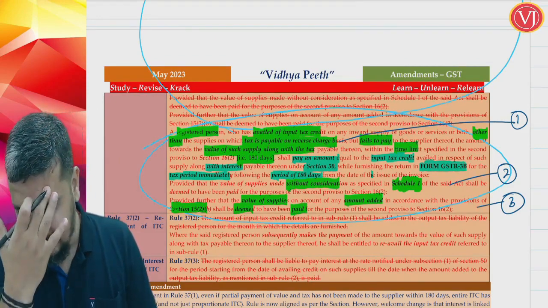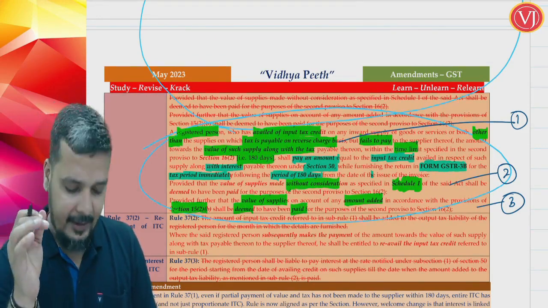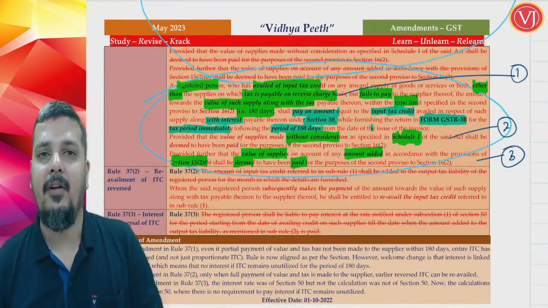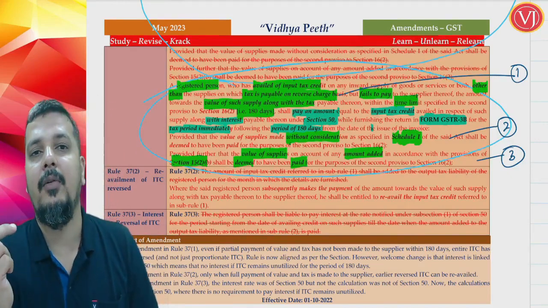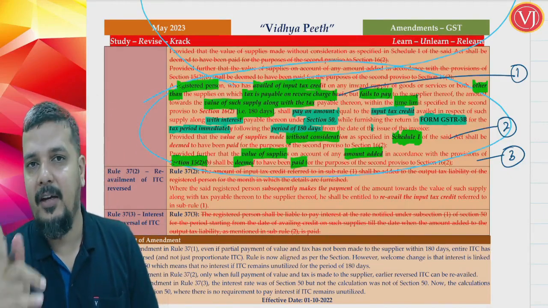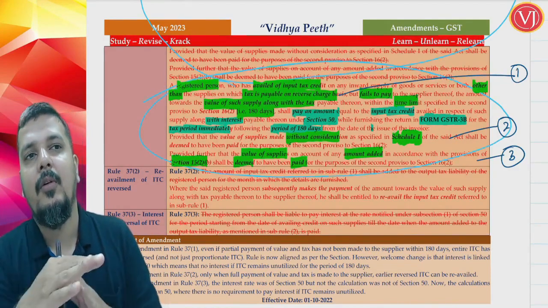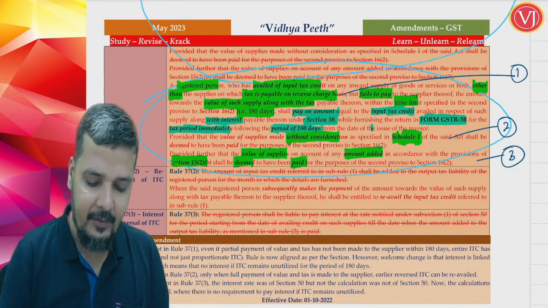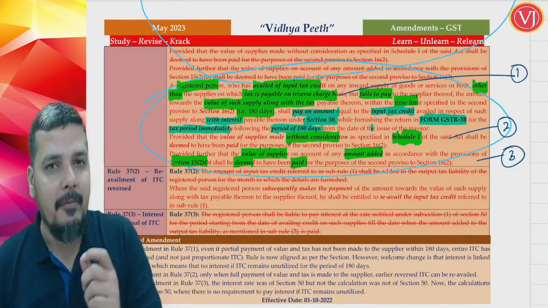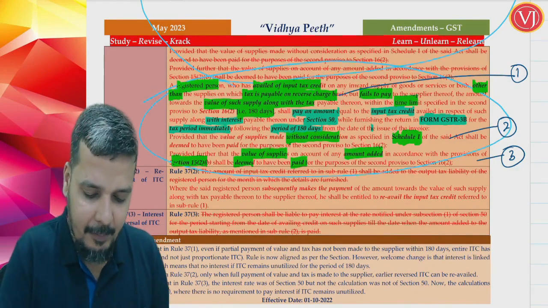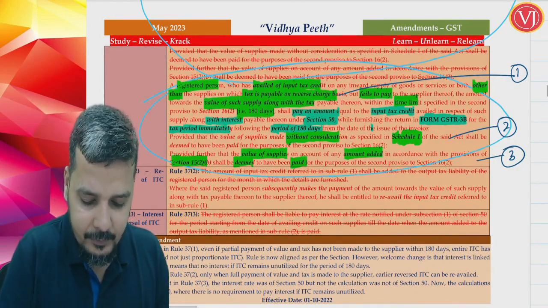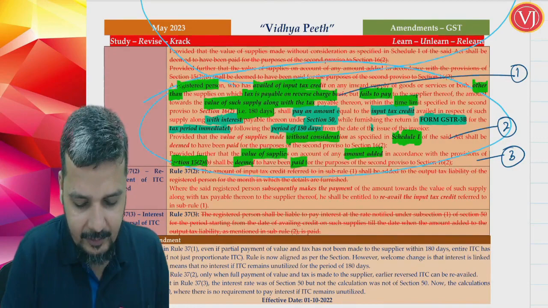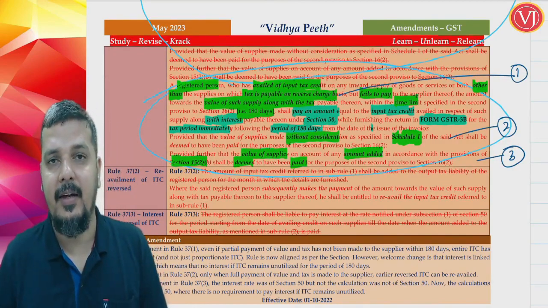Now you may feel that then what is the change? The welcome change that is there is now interest computation is not given here. Interest computation is taken to your newly amended section 50. That is the first thing. Second thing, now they tell that you need to reverse the entire ITC, not proportionate ITC. Whatever ITC you have taken, you have to reverse it. Even if you have not paid a small amount, you have to reverse the entire input tax credit with interest. So that is the impact.